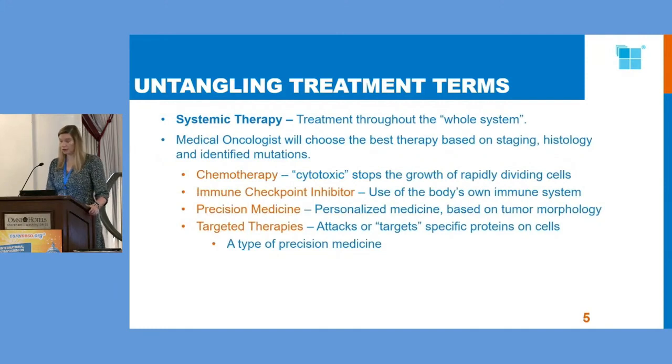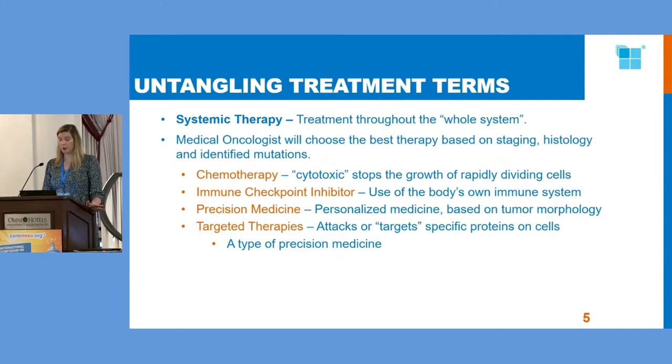So in regards to systemic therapy, that means treatment that goes through the whole system. So this is supposed to get any cancer cell wherever it might be. So your medical oncologist will choose the best therapy based on what we talked about already, staging, histology, and if you have identified mutations, which I will get to in a few slides.